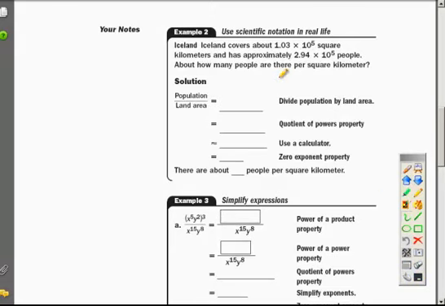Let's take a look at example 2 here. In example 2, Iceland covers about 1.03 times 10 to the 5th square kilometers and has approximately 2.94 times 10 to the 5th people. What's the population? What's the population per area, right? People per square kilometer.